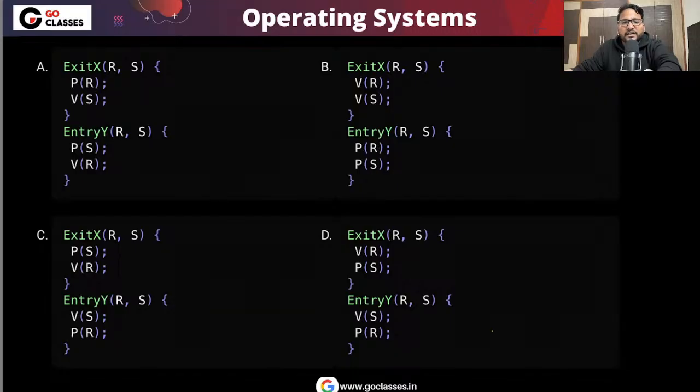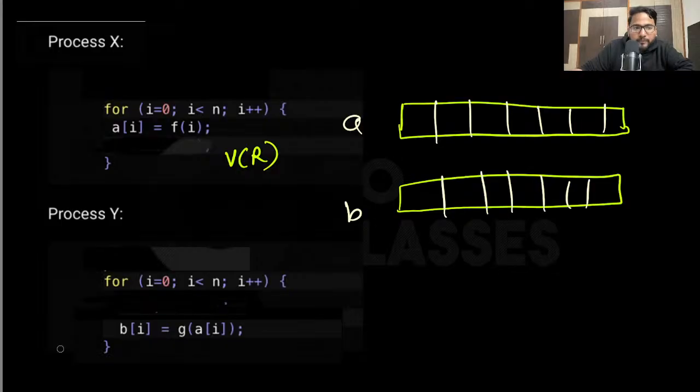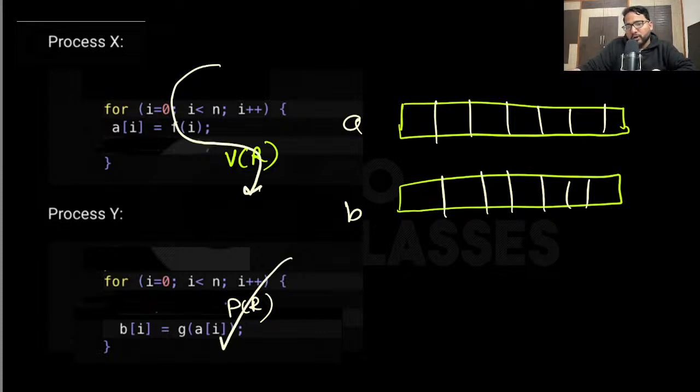Okay, maybe they have used R and S. Okay, they have used R and S. So maybe I can say I want V of R here, and then if I have V of R here, then I can say I will be executing it. Okay, I will be executing it, and then maybe here at this place, in this entry, I can have P of R, isn't it? So see, once I execute this V of R, and then only I will be able to execute it, isn't it?